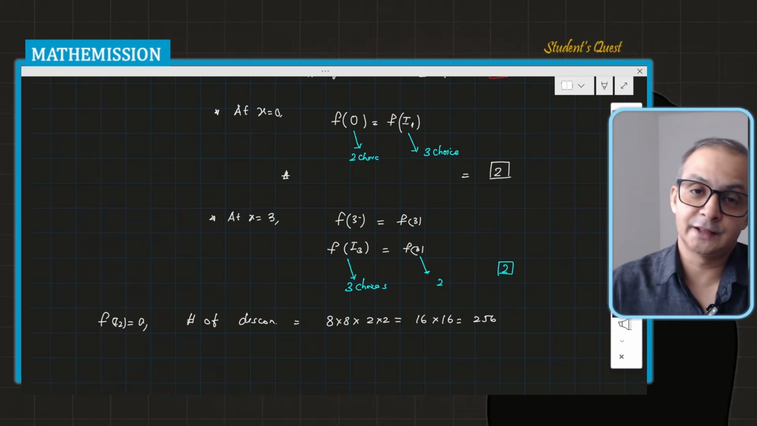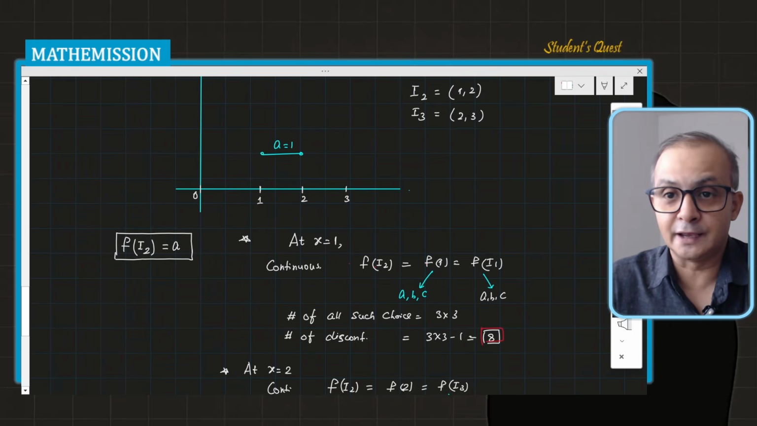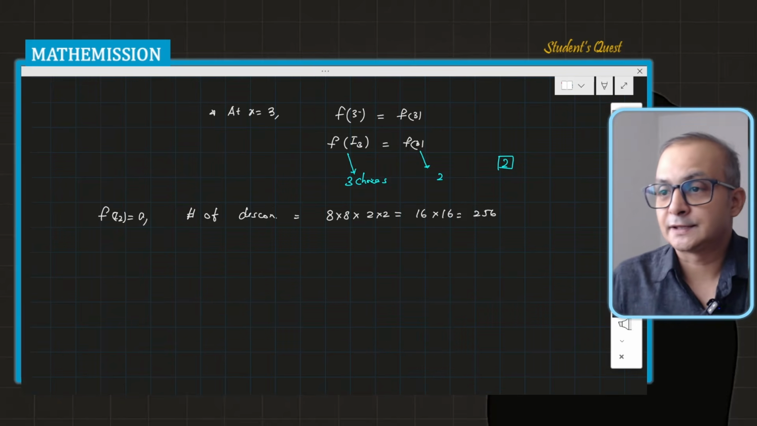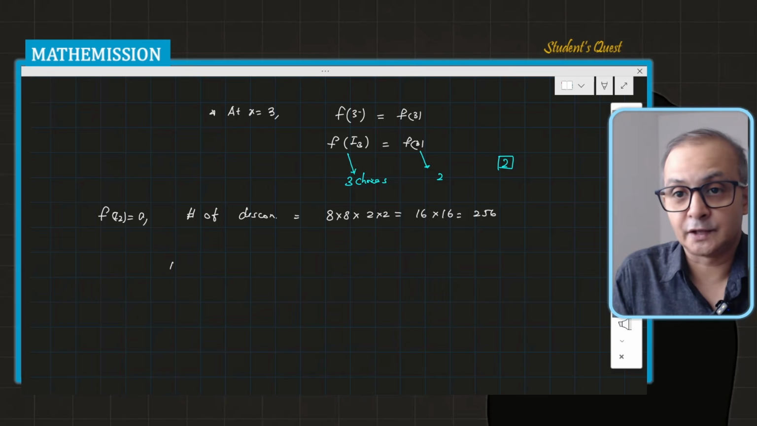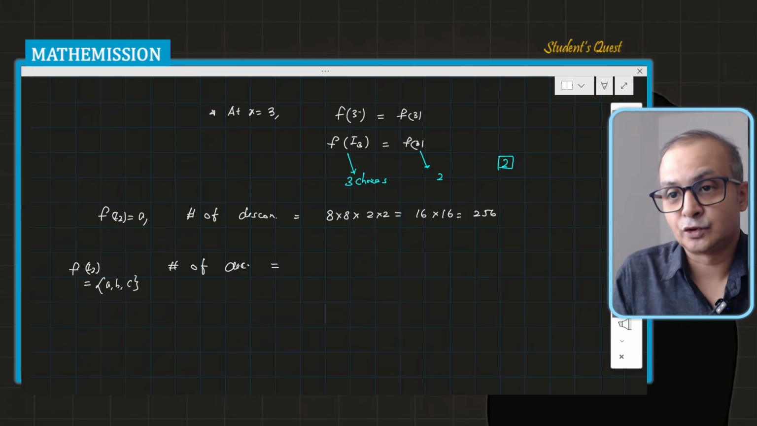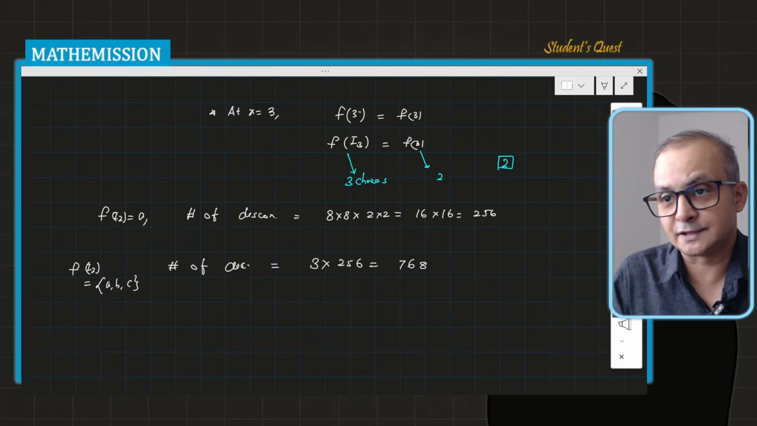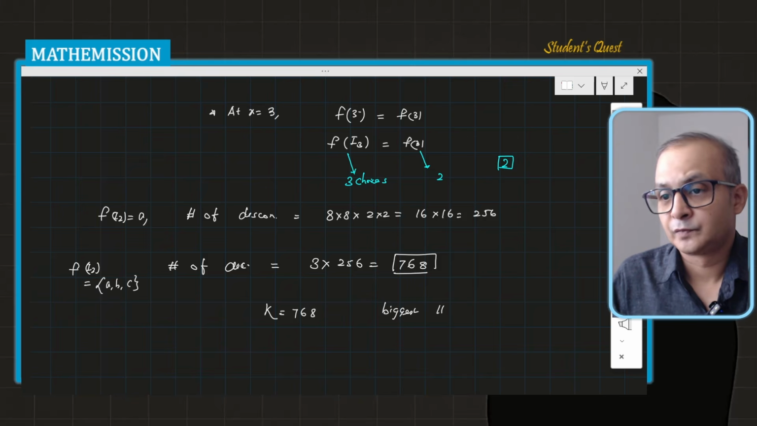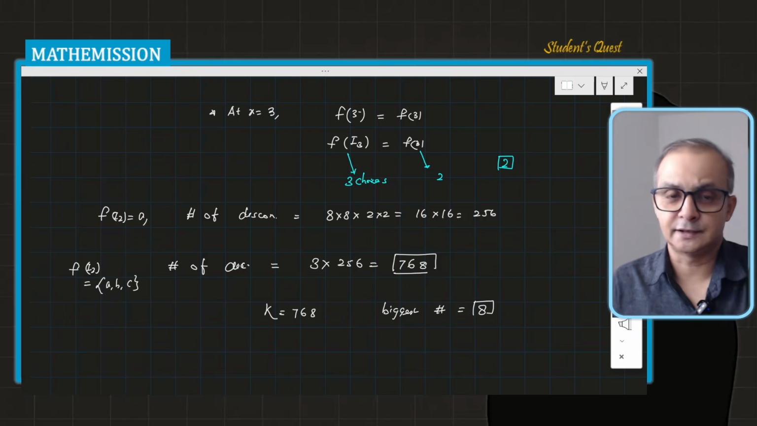But this was only the story when I have taken f of I2 is equal to a. f of I2 can be b also. f of I2 can be c also. So in this case, if I combine all those cases, therefore total number of discontinuous functions, because f of I2 I can fix any of them, a, b and c, is going to be 3 times 256, and that is going to be 768 as the final answer. So this is the value of k, 768, and the biggest number is going to be 8, and that's the answer.